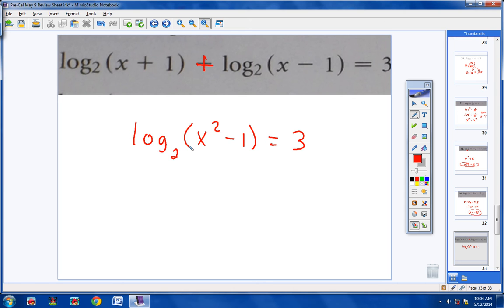Matthew, do you see where I got x squared minus 1? Caleb, I took x times x, x times negative 1, 1 times x, 1 times negative 1, you get x squared minus 1, okay? All right. Now, do I have 1 logarithm on one side? Yes. Is there anything to the left right here? No. So I can write it exponentially. So if I write it exponentially, I will have x squared minus 1 equals what? 2 to the third. And 2 to the third is 8.